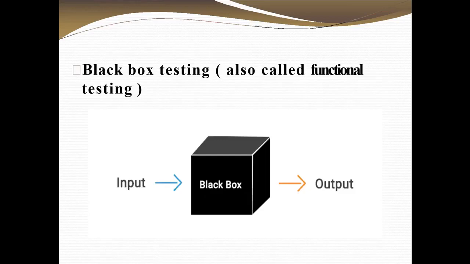Just look at this diagram. This diagram has three parts: the input, the black box, and the output. The input is what the tester provides to the particular system, and the black box is black because the tester doesn't bother about how the system is going to generate the output based upon the given set of inputs.